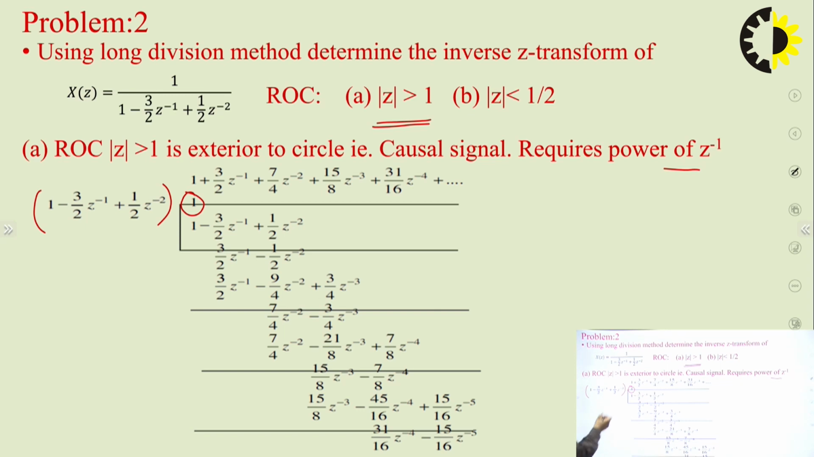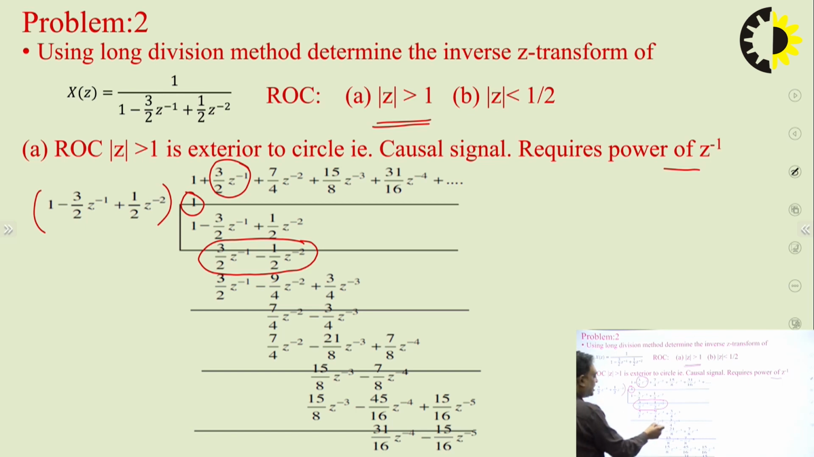First of all, you will try to cancel it. You will take the first value 1, so you will get 1 minus 3 by 2 z to the power minus 1 plus 1 by 2 z to the power minus 2. Then it will be cancelled out, and you will get the term 3 by 2 z to the power minus 1 minus 1 by 2 z to the power minus 2. For satisfying 3 by 2 z to the power minus 1, you have to put 3 by 2 z to the power minus 1 here.